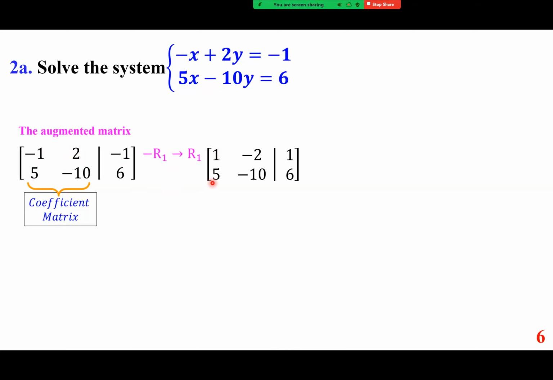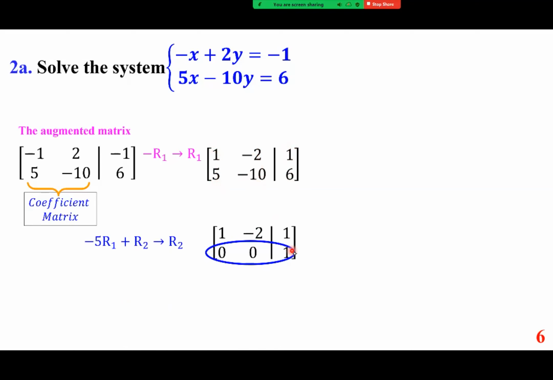The next one is you go down. Here we have only 1 entry, but if you have even 10 entries, each and every one of them, we want to change to 0. And we want to try to avoid fractions because it sometimes makes it very difficult to deal with. So if I multiply this one by 5 and subtract it from this, I get 0. So -5 R1 plus R2 goes to R2. If I multiply this by 5 and subtract it from this, I get 0. If I multiply this by 5, -10, and subtract it from -10, I get 0. If I multiply this one by 5 and subtract it from 6, I get 1.